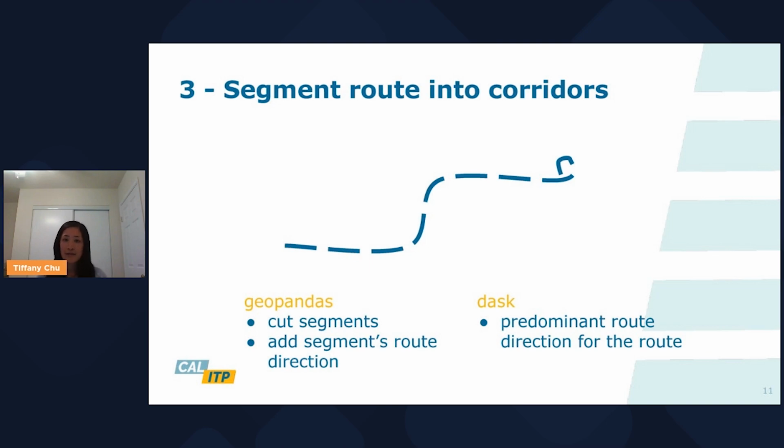And then with Dask, we can look across all the segments for that route and say, this route is now an east-west route, or a north-south route.